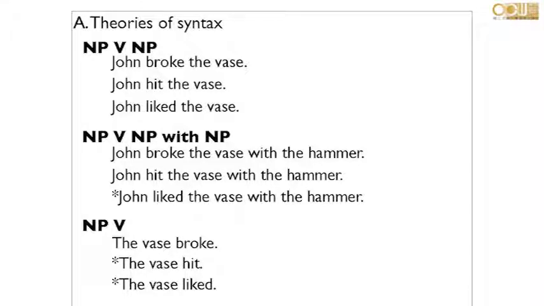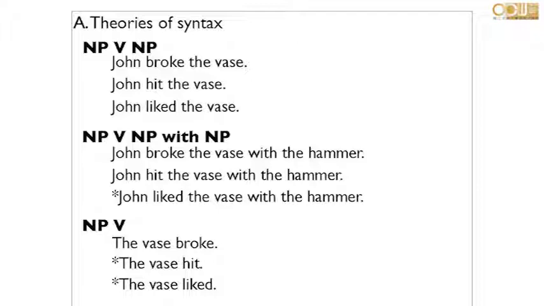It turns out that a given verb, of course, as we know, can be used in different syntactic contexts. So for instance, some verbs can be used in noun phrase verb noun phrase structure. John broke the vase, hit the vase, liked the vase. Then there's the noun phrase, verb, noun phrase with noun phrase structure. You can say John broke the vase with the hammer, John hit the vase with the hammer, but you can't say John liked the vase with the hammer. I don't even know what that would mean. Similarly, you can have noun phrase and verb, so the vase broke, but you can't say the vase hit or the vase liked.